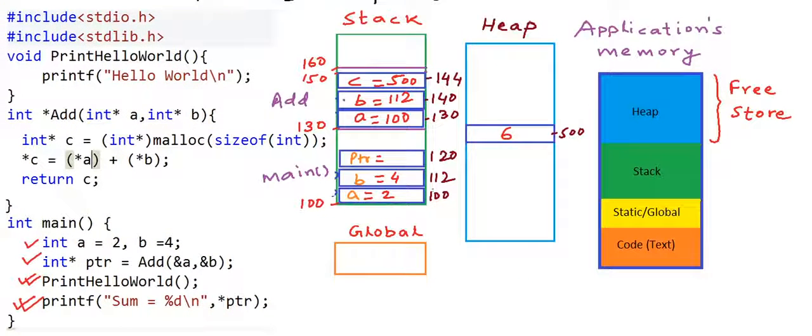Now in this code, let's say this call to malloc gives us this block at address 500 in the heap. c now is only pointing to this block, and using c we have written this data here, this value 6, and now when add finishes, the address returned by the add function, which is address 500, is still valid. We still have the data there, and it will not be deallocated. Anything on the heap has to be explicitly deallocated.